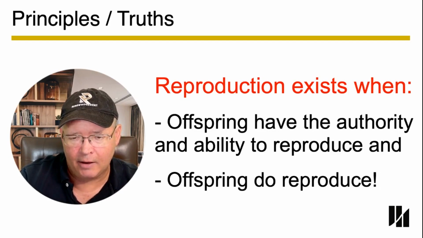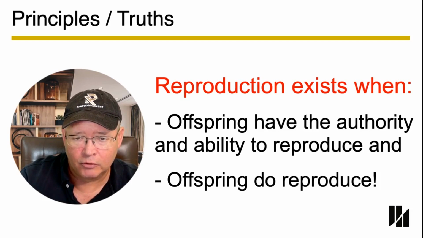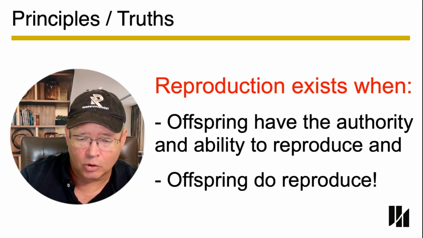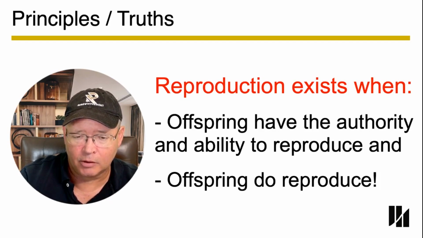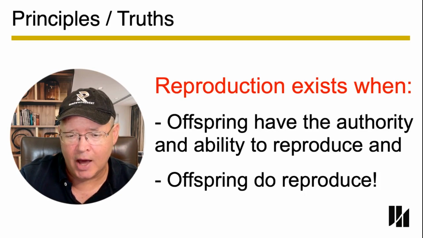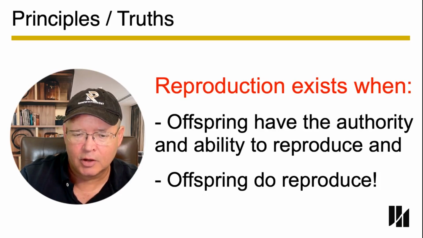You could have, let's say, a person, a living being. A person could have the authority and the ability to reproduce as a child who grows up, but they may choose not to have kids. So they physically meet the first criteria. They have the authority and the ability, but because they choose not to reproduce, they're not reproducing. So I've got to have both of these present, authority and ability to reproduce, and that the offspring do reproduce.